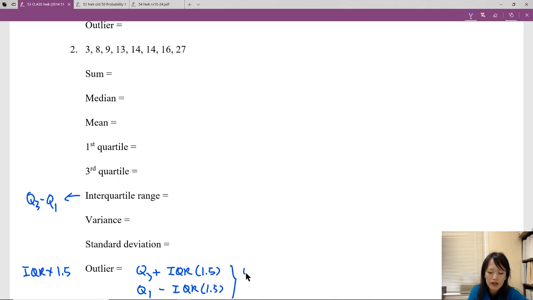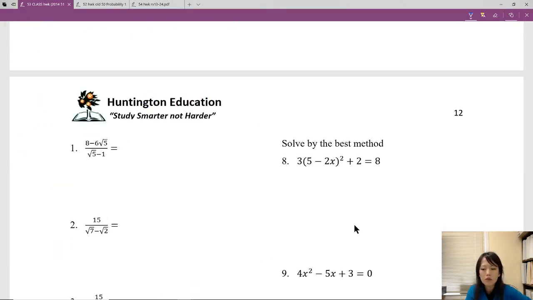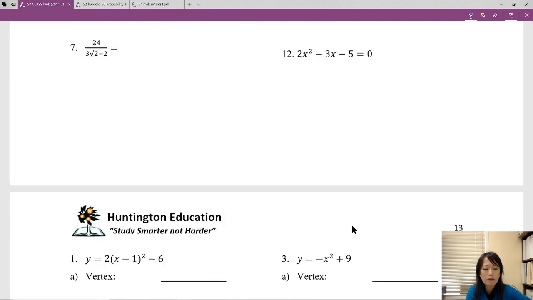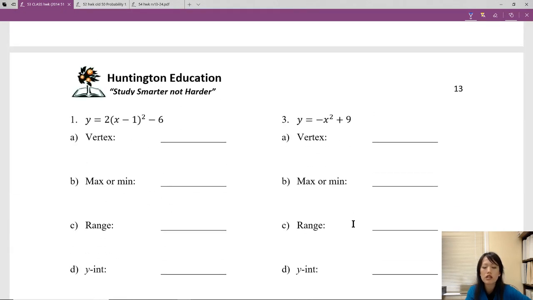So anything outside of this range would be an outlier. So you have to check to see if any of these happen to be outliers. All right, next one. Look at page 12, no problems, right? Square roots, easy. Okay, number 13, let's talk about that since you already forgot. Some of you don't remember.